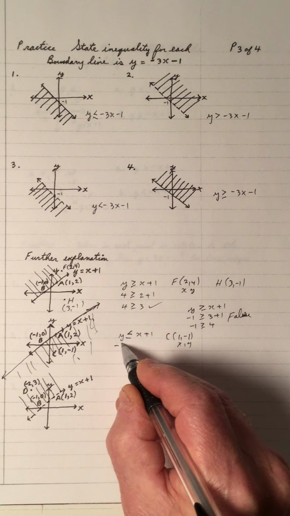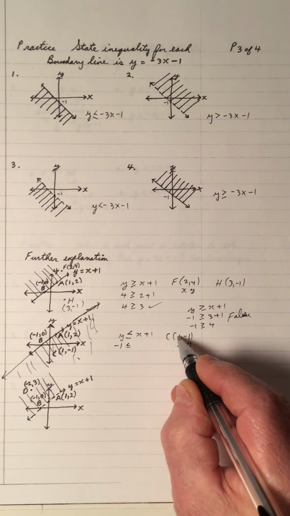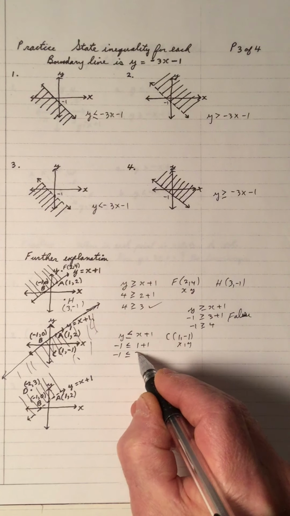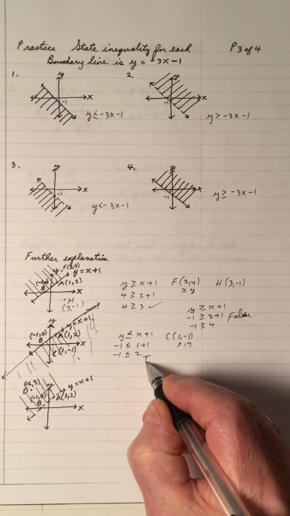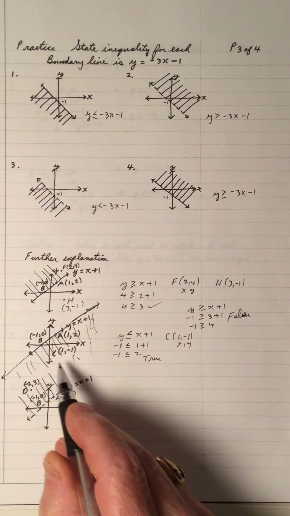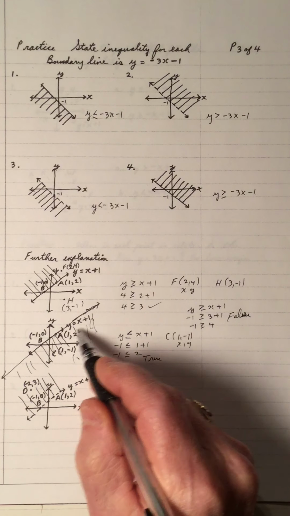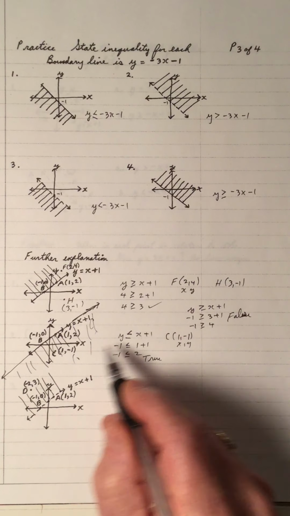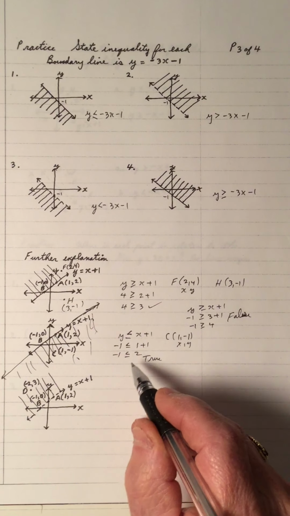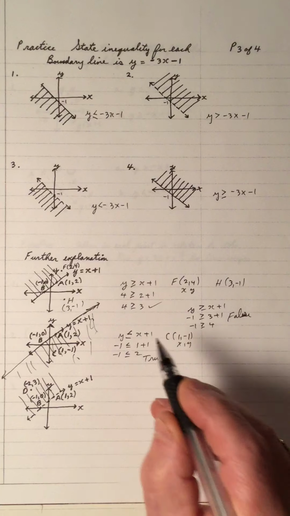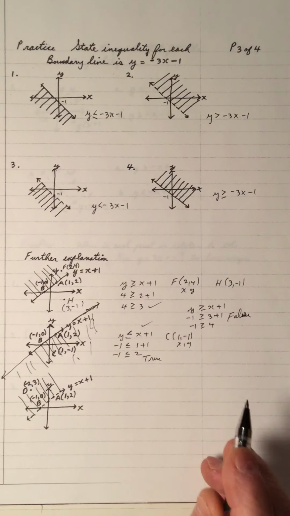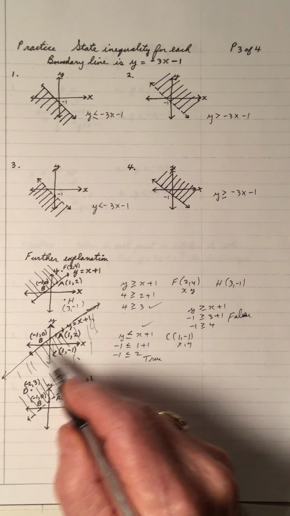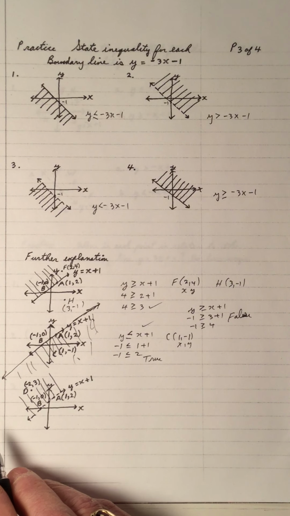Y is negative 1, less than or equal to x, which is 1. Negative 1 is less than or equal to 2, and that's true. So that means if this is true, where I have this less than or equal to, and this point makes the inequality true, so this point lies in the graph. The inequality is right, so that's the inequality representing this half plane, or this set of points that I have graphed.